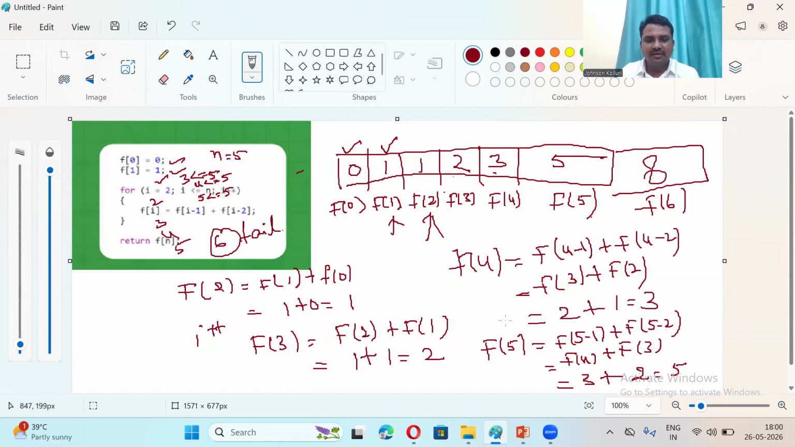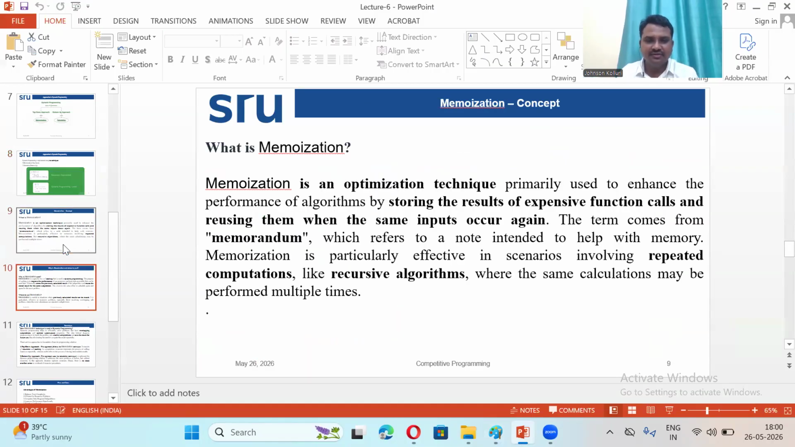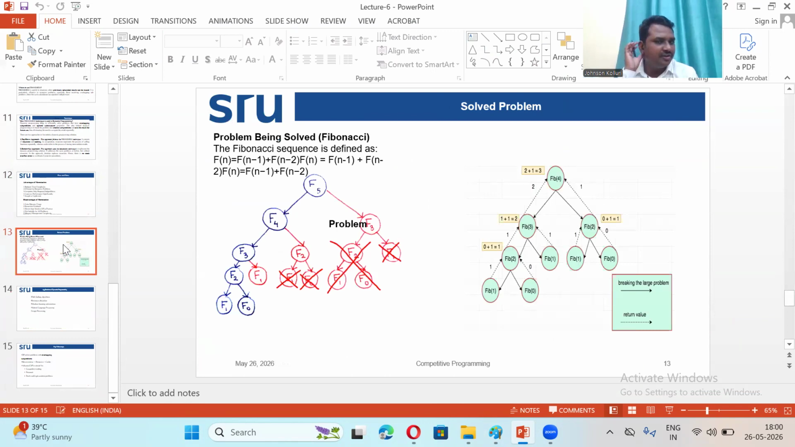Okay, the same concept. This is very simple. No need for any recursion. In memoization, we are using recursion. In tabulation, we are just using arrays, no recursion. Just we can recall these things.